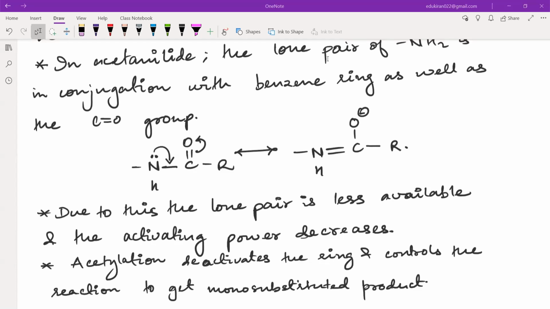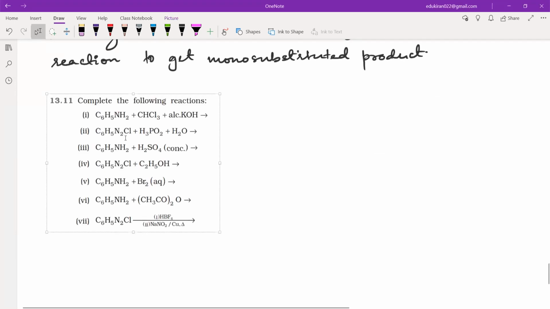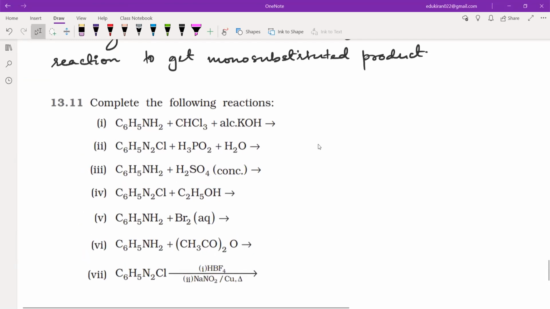So is it done, yes or no? Yes, sir. Okay. So you will get this PDF, right? And you can write this: 13.11. This is from NCERT, and I just need to cross out a few reactions here. Those reactions are this reaction, this reaction and this reaction. These are the benzene diazonium salt reactions. Others you can do.